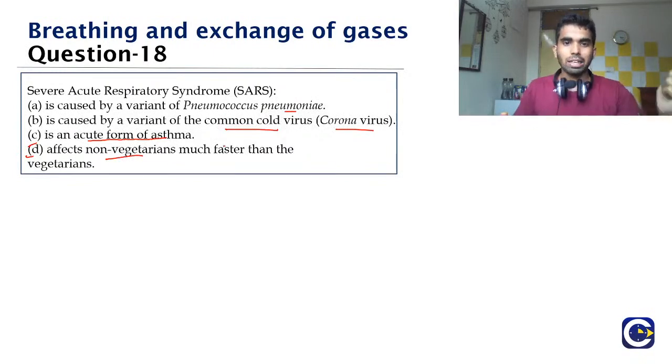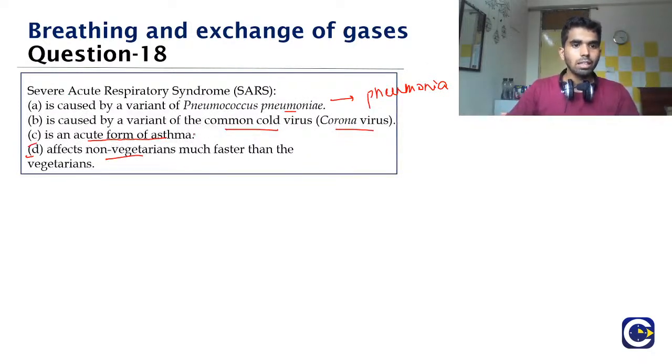I think I have given you enough hint about what the answer for this question will be. See, Pneumococcus pneumoniae leads to pneumonia directly. Okay, it doesn't cause SARS. Then asthma is a different entity altogether. It has nothing to do with SARS, and there is nothing like non-veg or veg. Okay, the virus doesn't leave anyone at all. So yes, Akshaya, you are very well correct. Yes, Trisha, it is the coronavirus, the all-time favorite of this month.